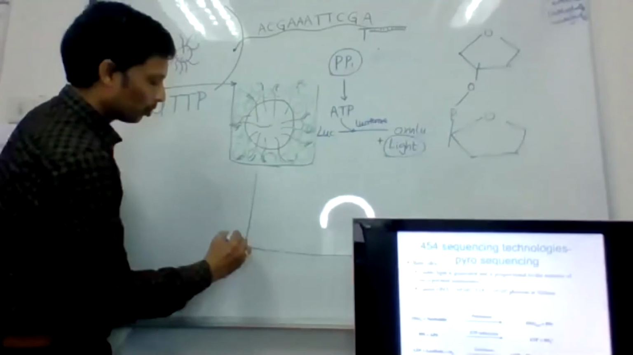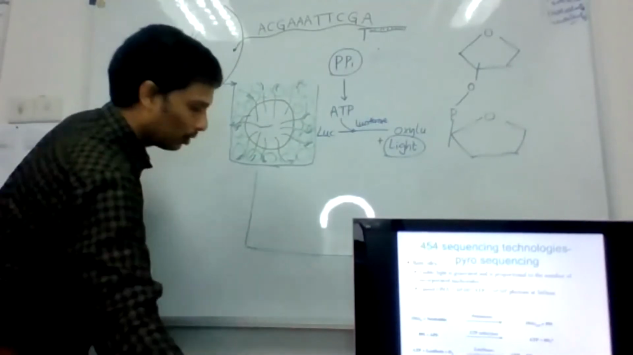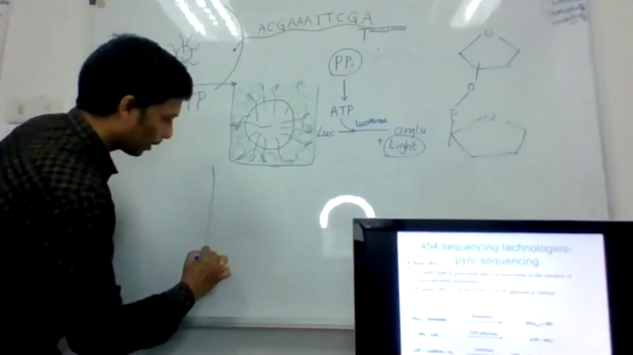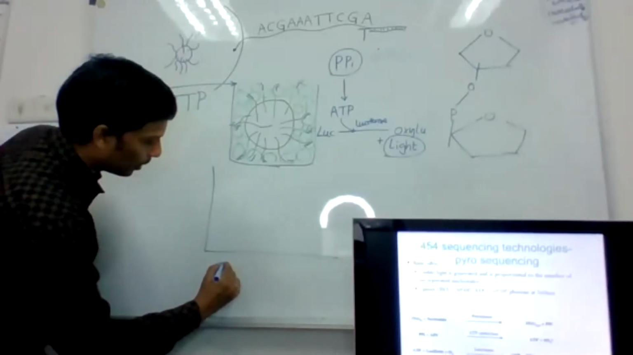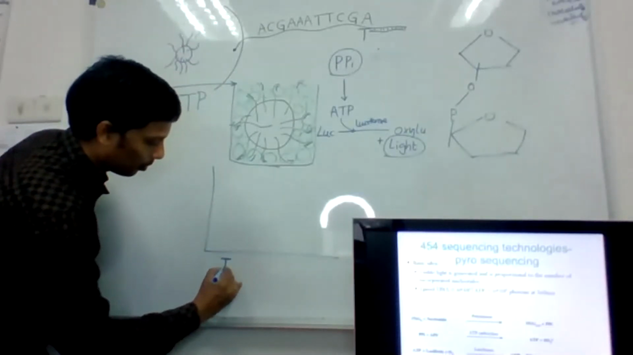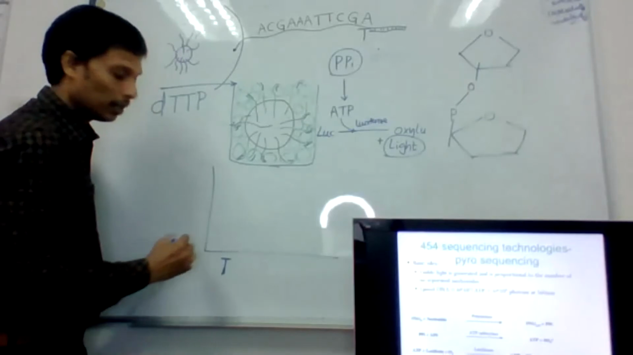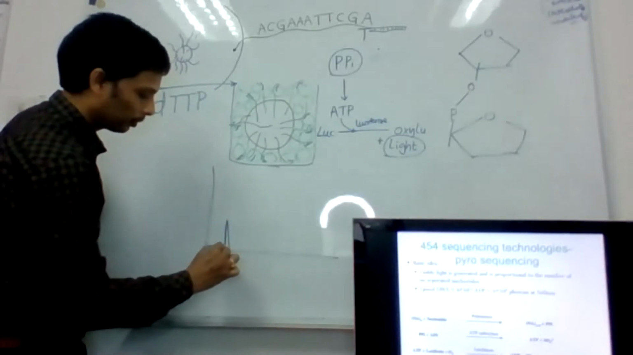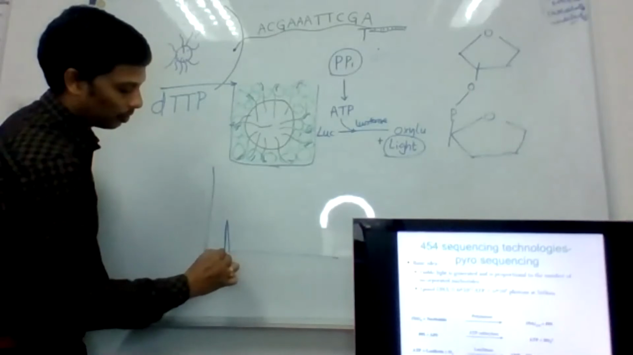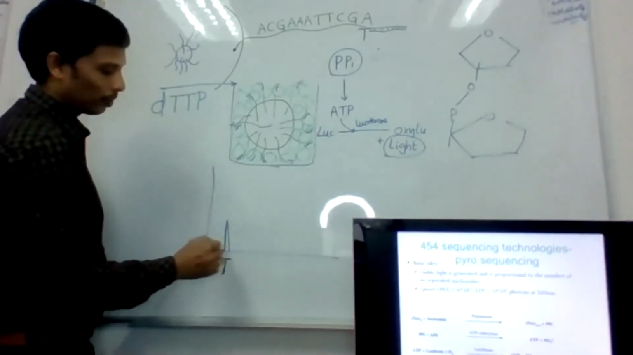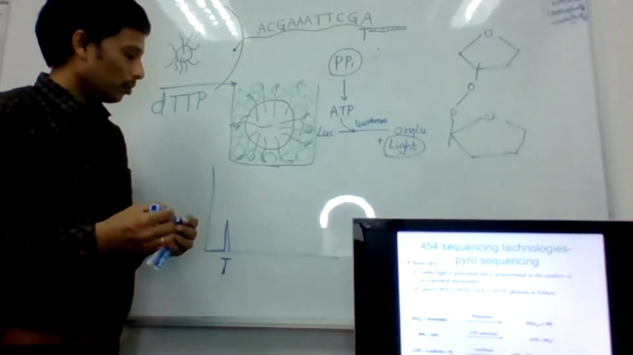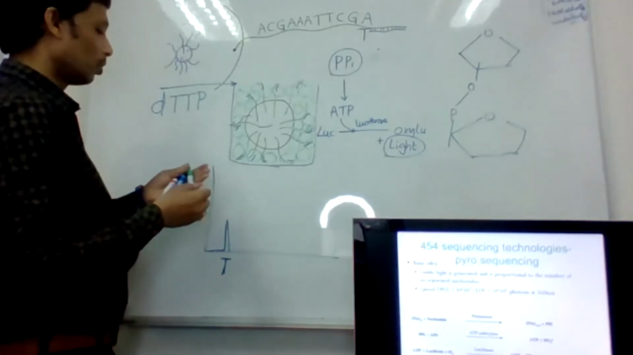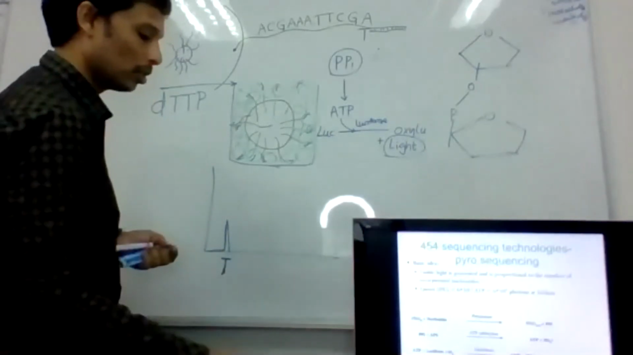Okay. So now what we have done, we have added the TTP. The light is released, so a light peak will be there. Okay, so the next one you add. So we put in a sequence.